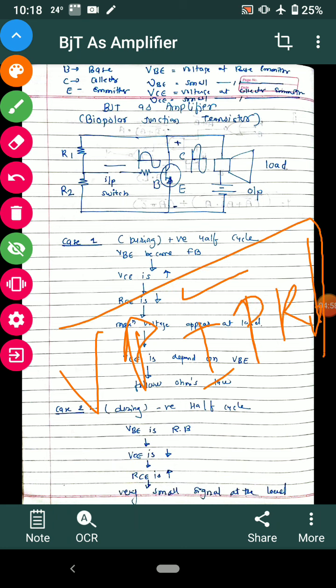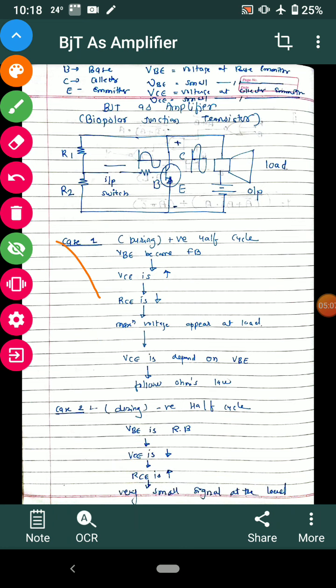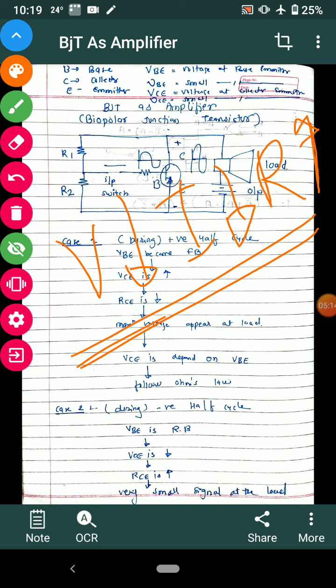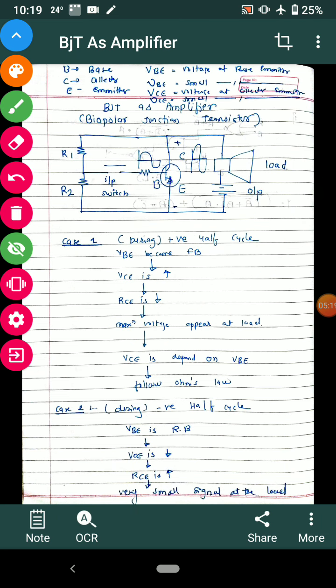In electronics, this is the final important information. Voltage increases, current increases, resistance decreases. And the other way: voltage decreases, current decreases, resistance increases. This concept is applicable in all electronic circuits.